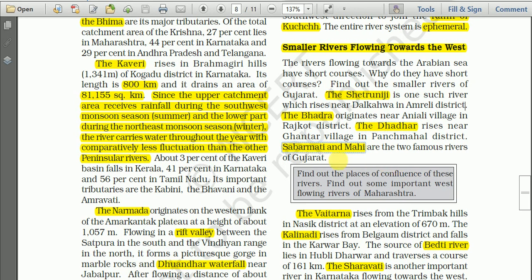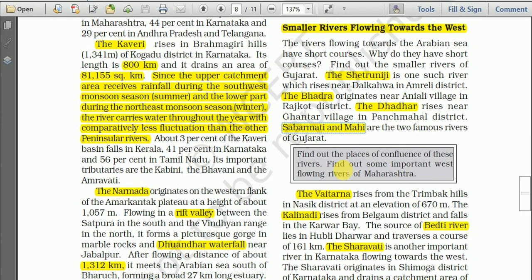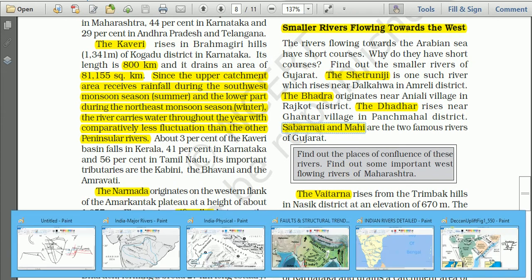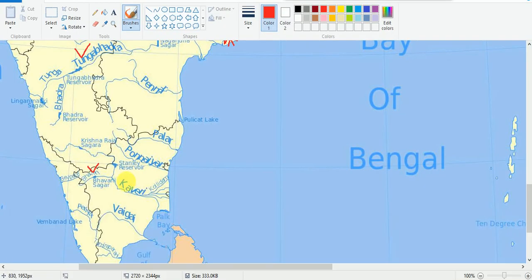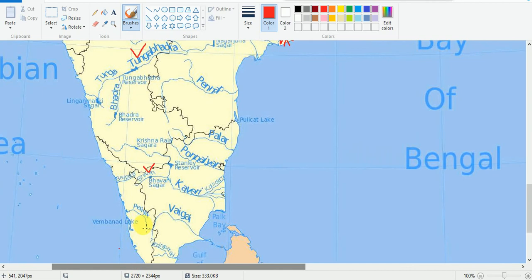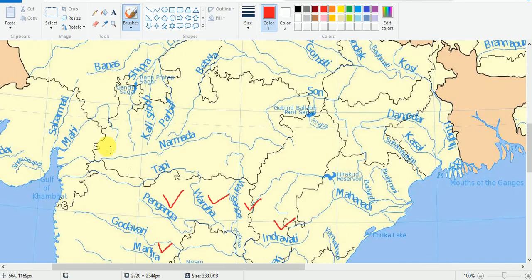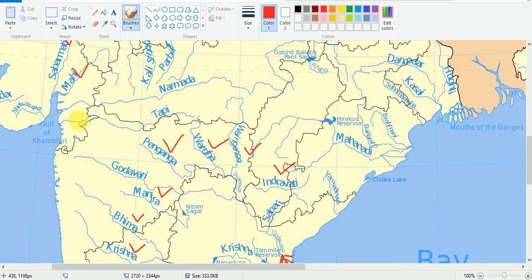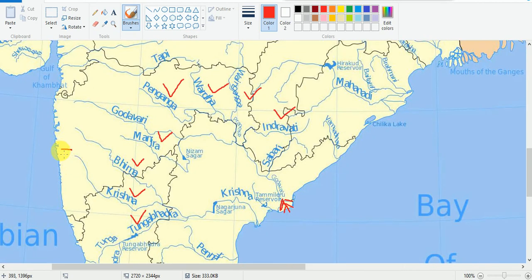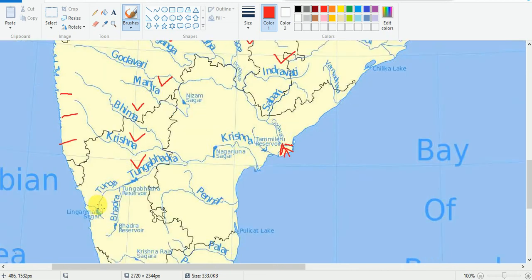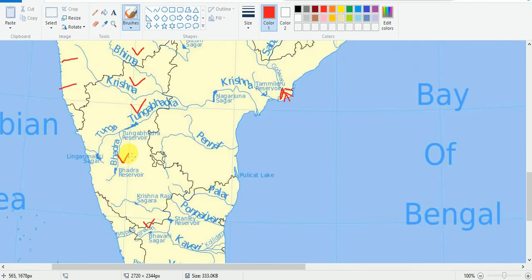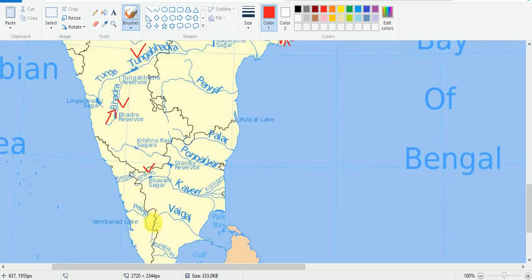And Sabarmati and Mahi are the two famous rivers of Gujarat. So we may look at this map here. Here we have the Sabarmati and the Mahi River, and other small rivers also flowing here, of course not mentioned here. Bhadra is here as mentioned earlier, so this is the Bhadra River, and we have Periyar also here.